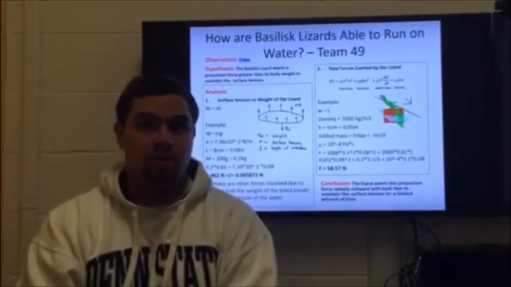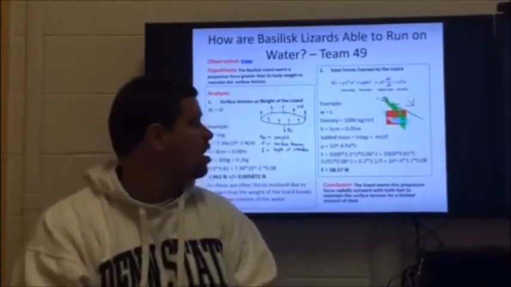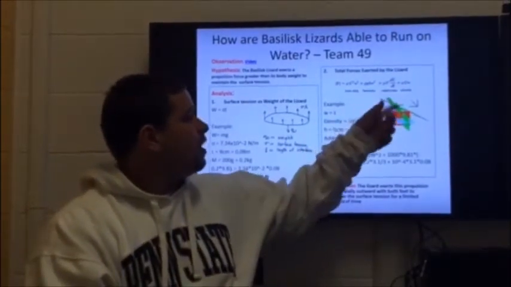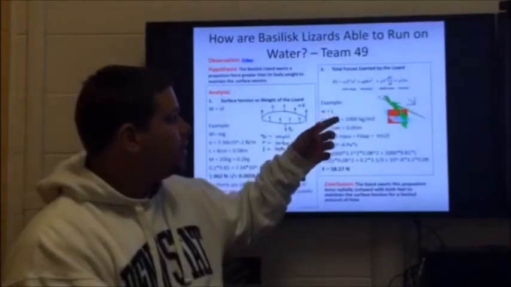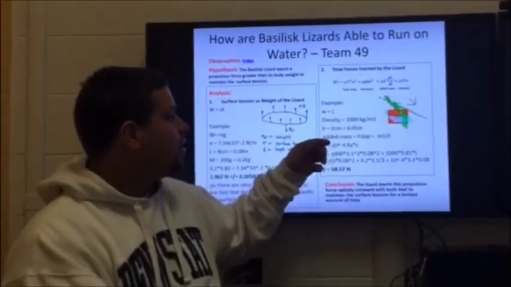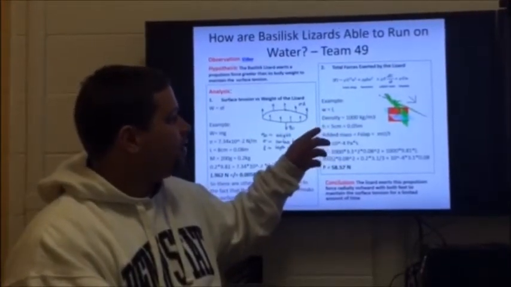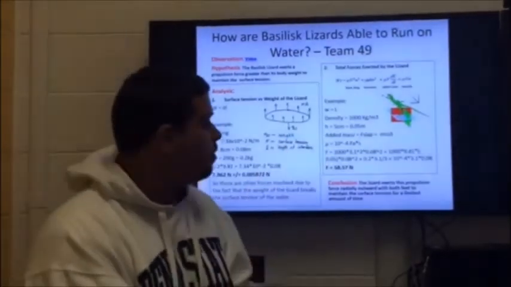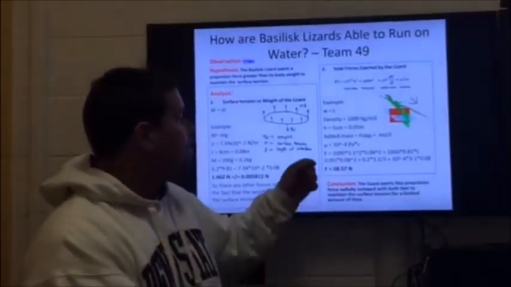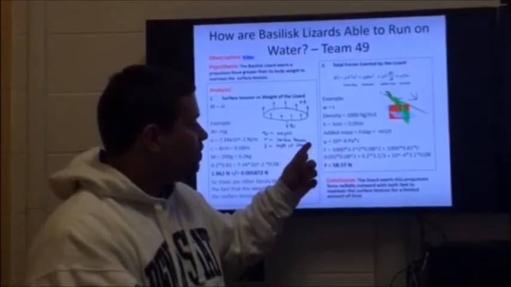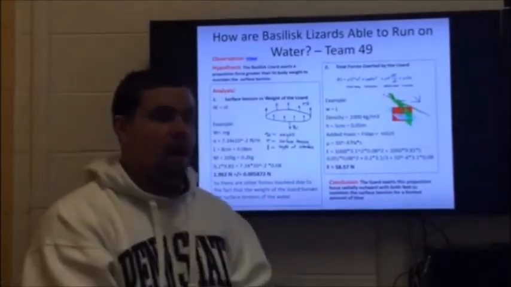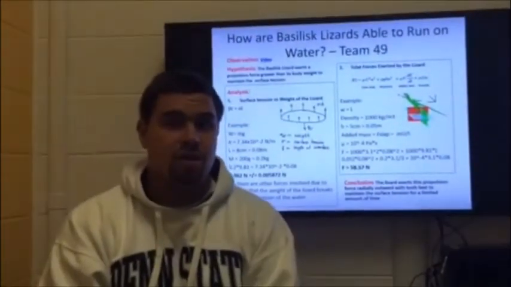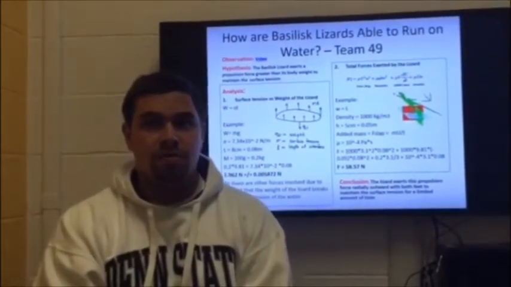The propulsion equation accounts for a drag force, buoyancy, the weight of the lizard, and viscosity. For this equation, we need the width of the leg, which is just the length of the leg, the density of water, the height of how much the leg sinks, so it's negative 0.05 meters, and then the viscosity of water. When you type that all into that equation, we come up with a force of 58.57 newtons, which is the total force produced per leg.